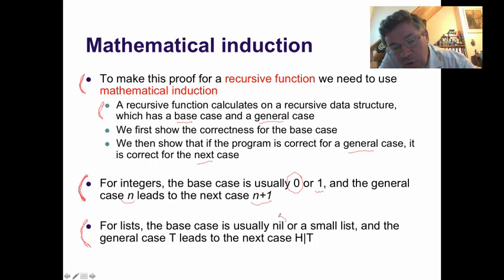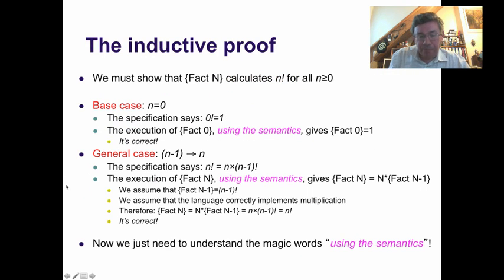The base case will very often be nil or a small list, and then you have a general case, which is some list leading to a list of one more element. But for our example, we're going to look at integers. So here's our proof. Here's what we have to prove. We must show that calling factorial n will calculate n factorial according to the specification. So our proof has two cases, a base case and general case.